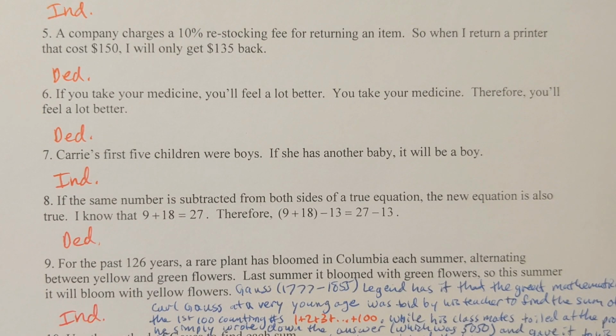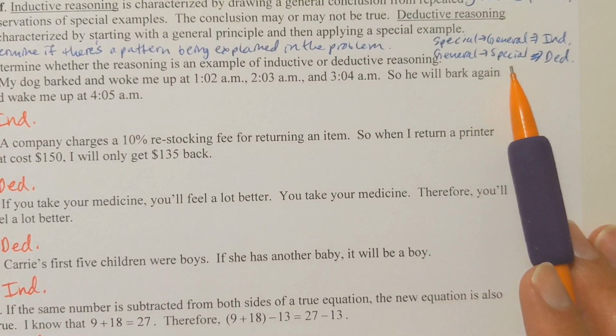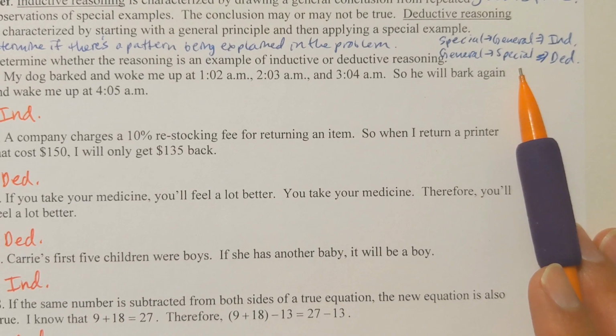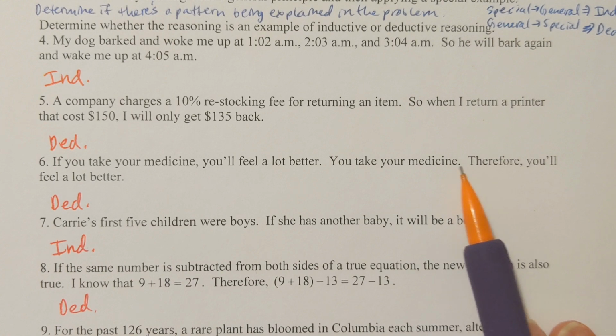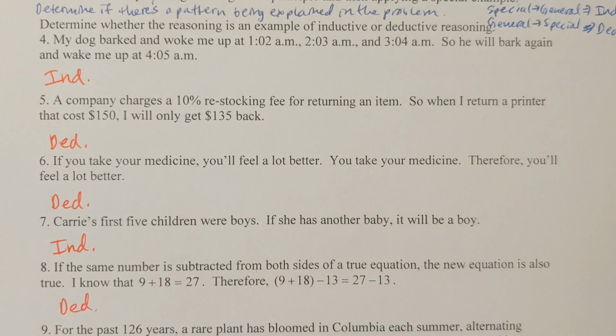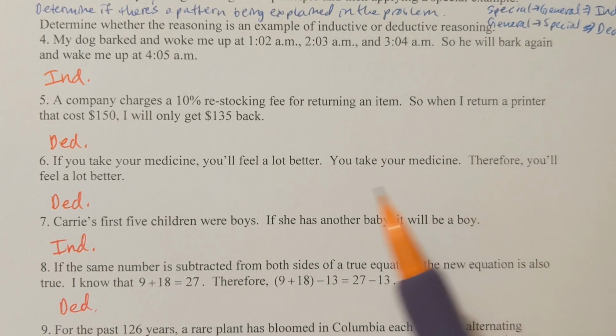Problem 6. If you take your medicine, you'll feel a lot better. You take your medicine, therefore you'll feel a lot better. So again, the general to the special situation is what I'm looking at here. There is no mentioning of any pattern at all, which actually means I can probably rule out inductive reasoning. So in general, anybody who takes medicine is going to feel a lot better. Now the special example is you're going to take medicine, therefore you will feel a lot better. That's deductive reasoning.